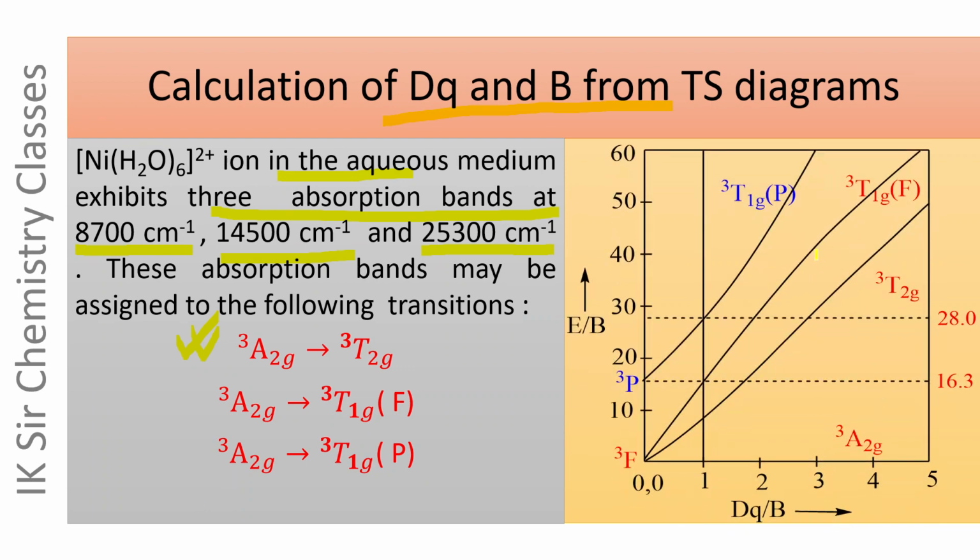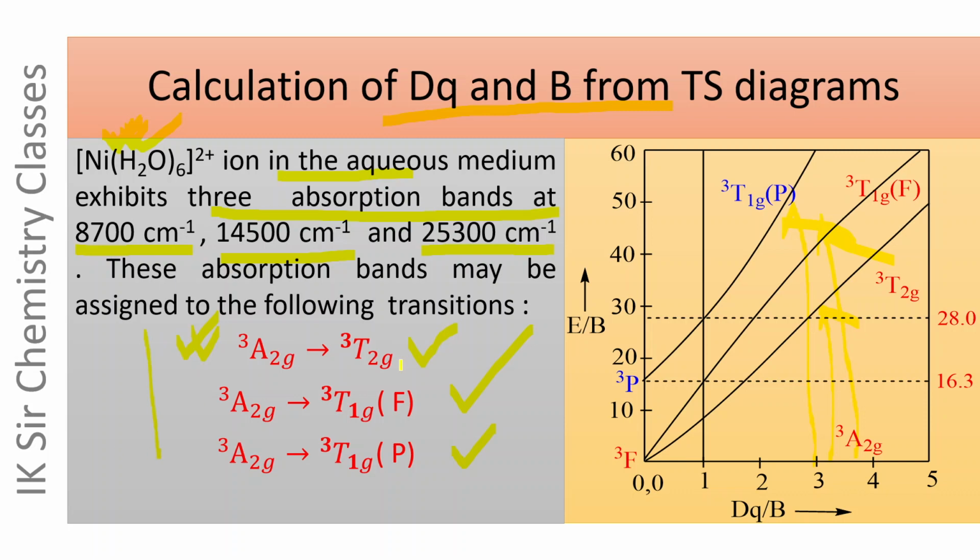This is the TS diagram for d8 octahedral complex, and 3 transitions are expected: triplet A2g to triplet T2g, this one, triplet A2g to triplet T1g(F), this one, and the third one, triplet A2g to triplet T1g(P). 3 absorption bands are obtained in the UV-visible spectrum of this d8 octahedral complex arising due to these transitions.